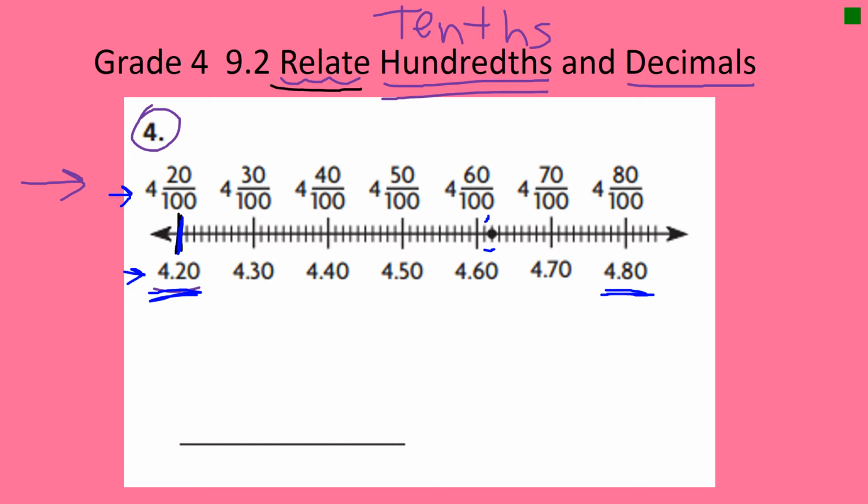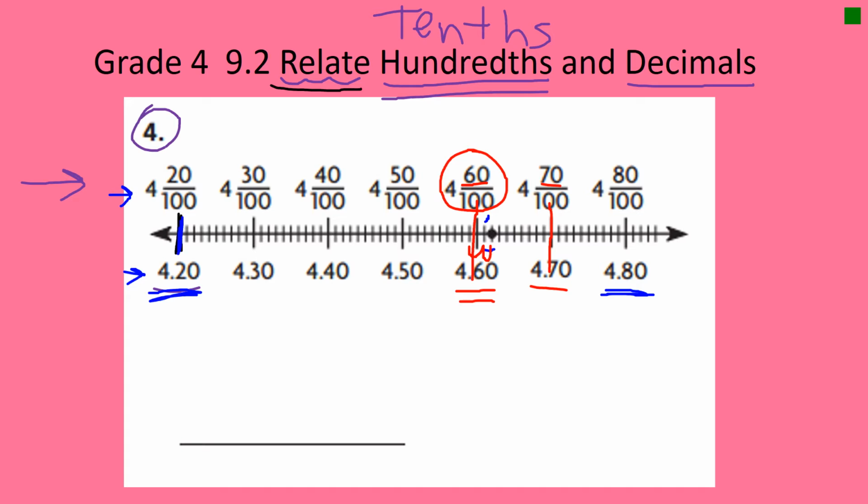So right here, that's 4 and 60 hundredths, right? And then the next big mark is 4 and 70 hundredths. So in between, it's like going from 60 to 70. So there are 10 equal parts between there. So if we go from 60 to 70, 60, 61, 62. Oh, they're so teeny, aren't they?